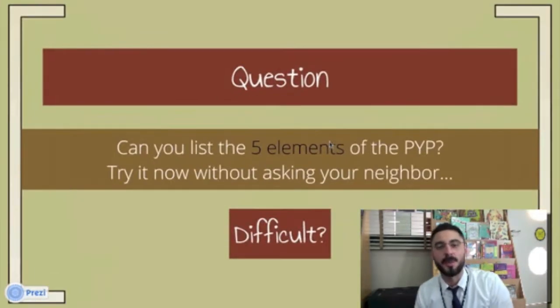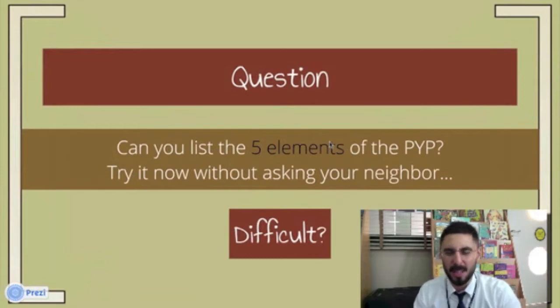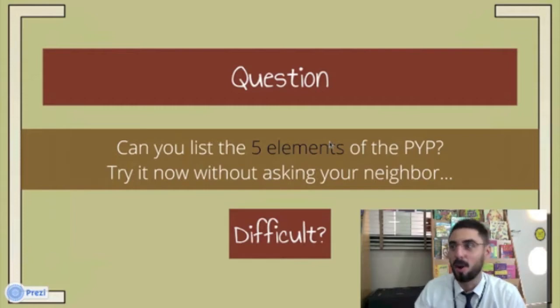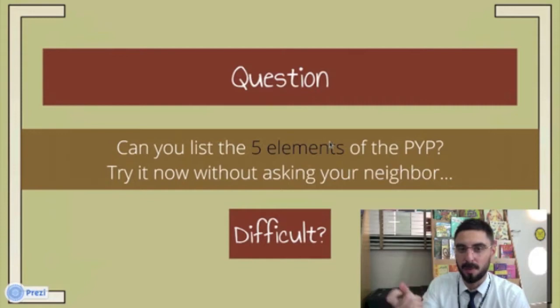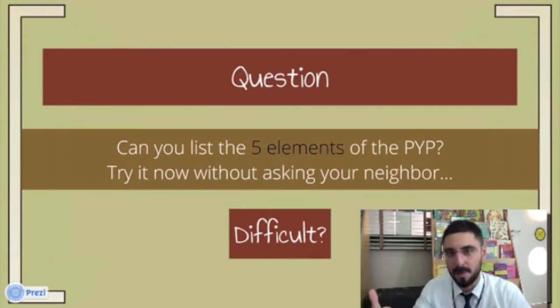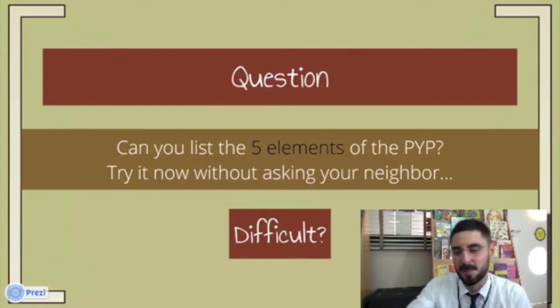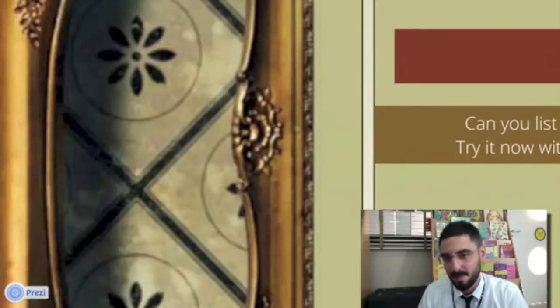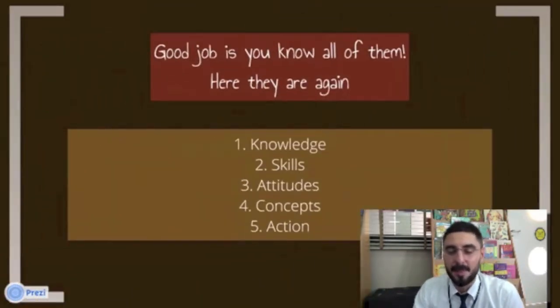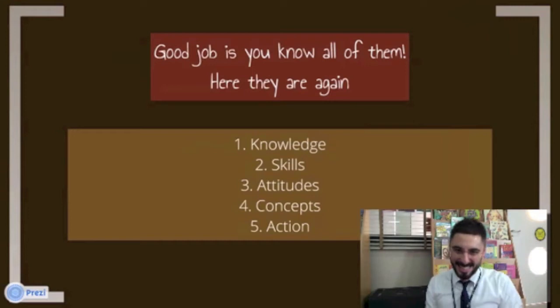I've got a question for you: can you list the 5 elements of the PYP without asking somebody else? For many of us IB teachers, we probably know about them, but can we really list them off one by one from the top of our heads? It is quite difficult, isn't it, for some? If you know, good for you. If not, here they are again: knowledge, skills, attitudes, concepts, and action.